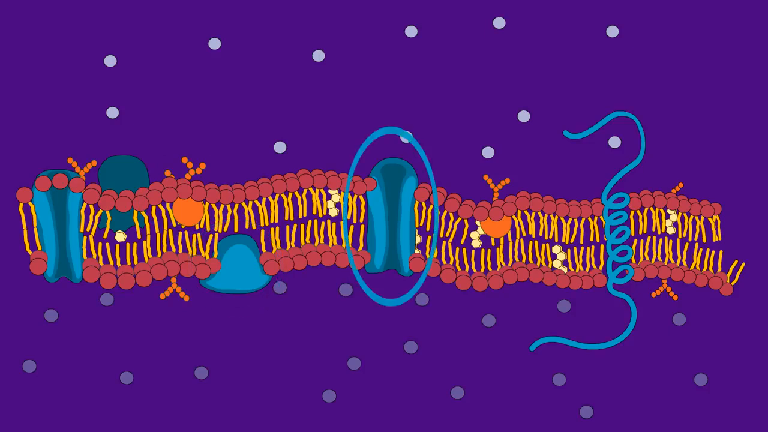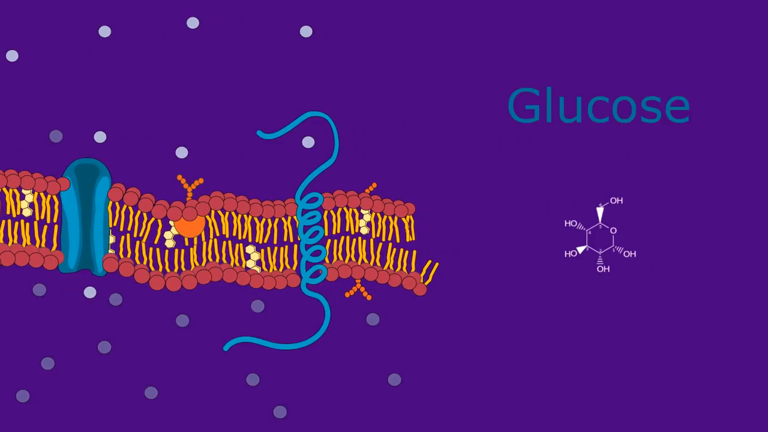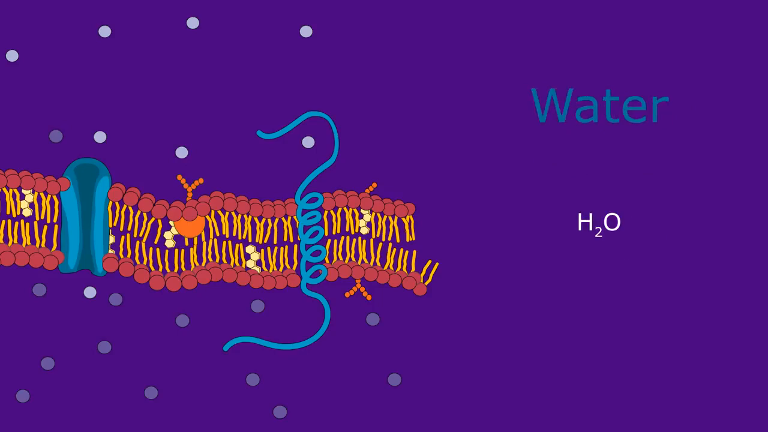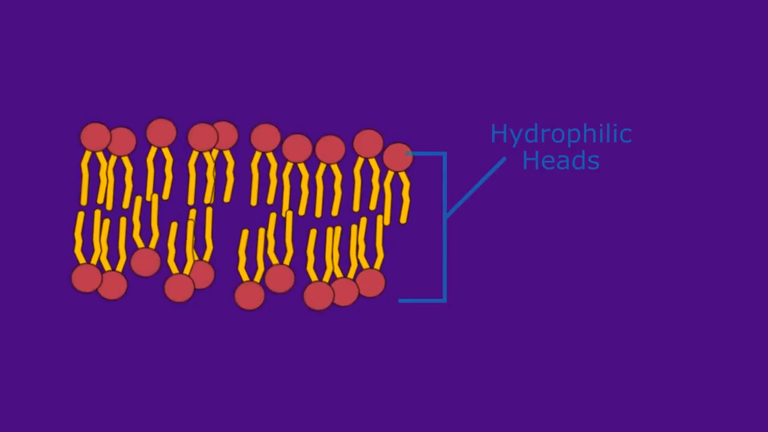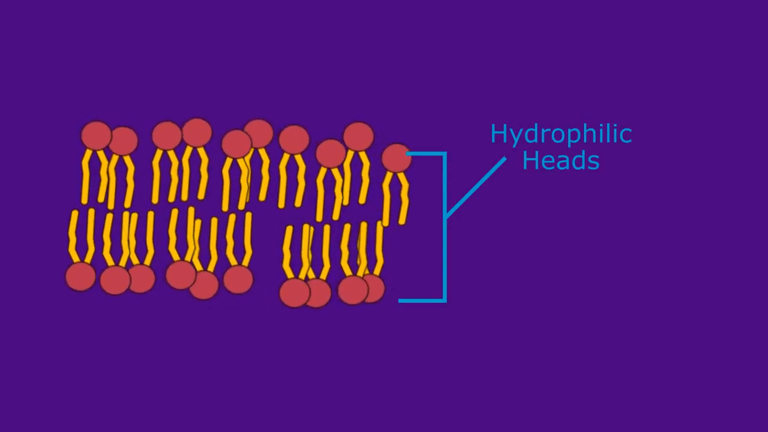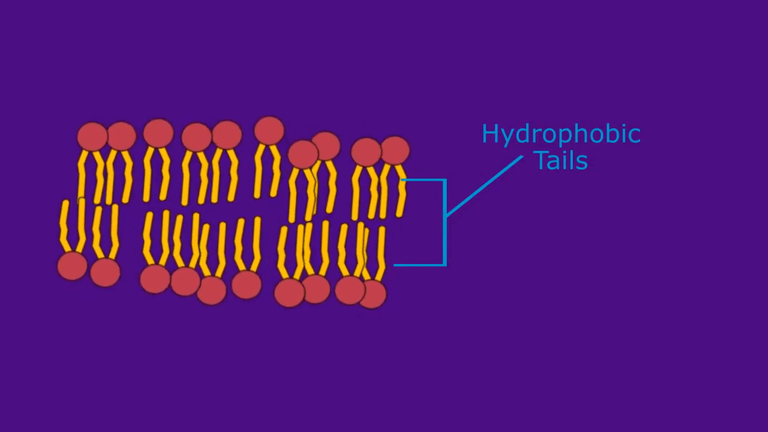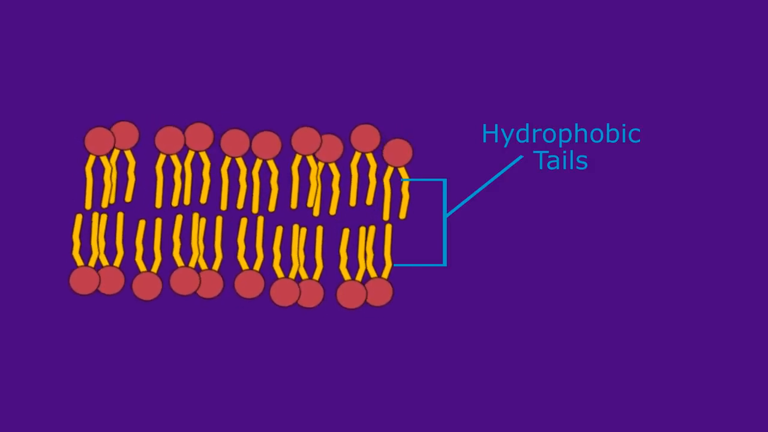Because the cell membrane is mostly lipid, it only allows lipid-soluble substances like oxygen, carbon dioxide, and steroids to pass through. Water-soluble substances such as glucose, amino acids, ions, and water need the help of the various proteins in order to move across the membrane. Two layers of phospholipid molecules self-assemble so that their water-soluble or hydrophilic heads form the surface and interior of the membrane, and the water-insoluble or hydrophobic tails face each other.